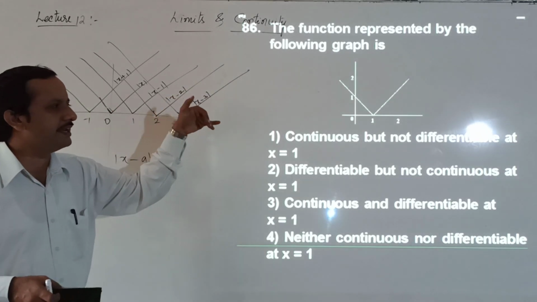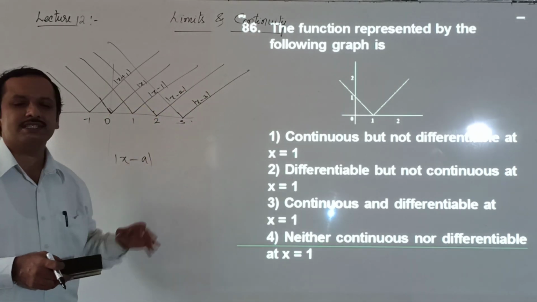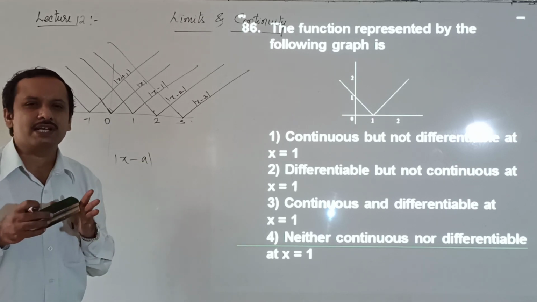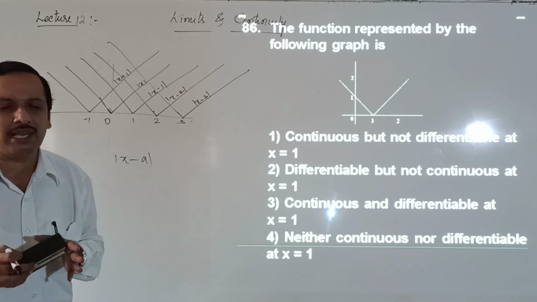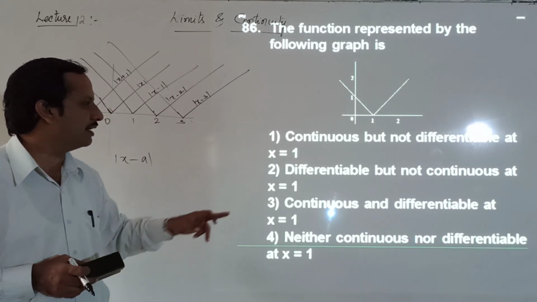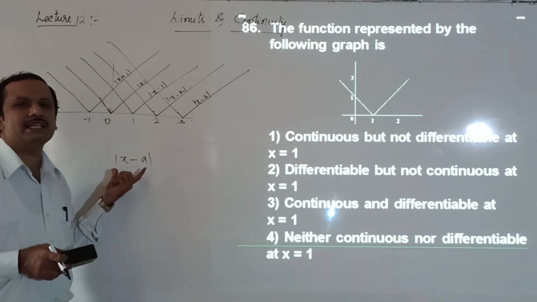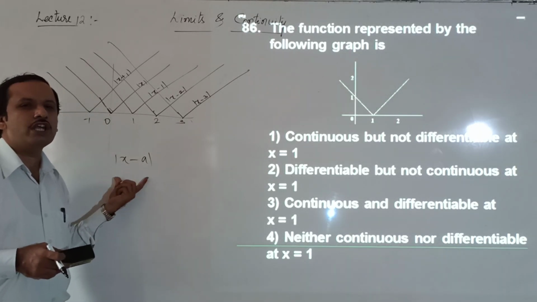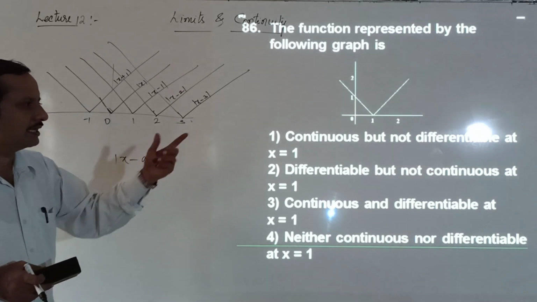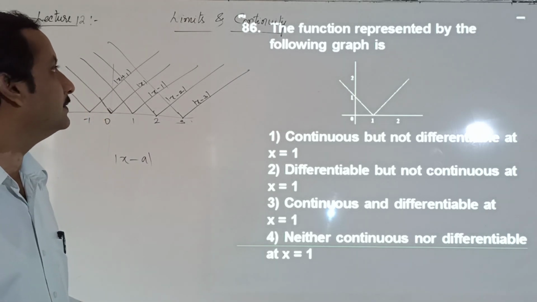So here also at 1, at the x-axis there is a sharp edge. So that graph is nothing but the graph of modulus of x minus 1. It is continuous everywhere, but not differentiable at x equal to 1. First option is the answer. In general, mod x minus a is continuous everywhere, but not differentiable at x equal to a. So using that rule, the function is continuous at 1, but not differentiable at 1.